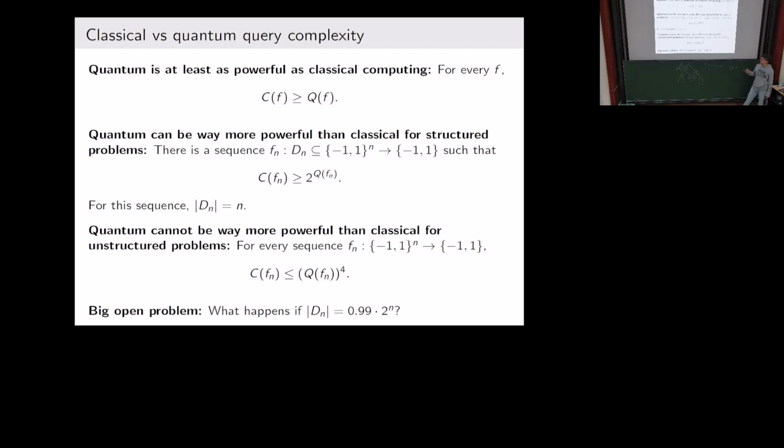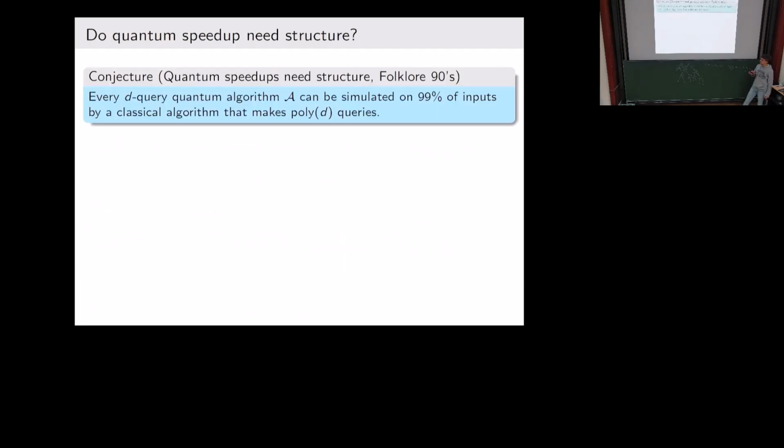So this is somehow the motivation: to try to understand the separation of quantum and classical query algorithms in this setting where the domain is 99% of the Boolean cube. The conjecture is that we need structure, meaning that in this setting we cannot find quantum speedups. The way people usually phrase this conjecture is that every D-query quantum algorithm can be simulated on 99% of the input by a classical algorithm that makes Fourier queries.